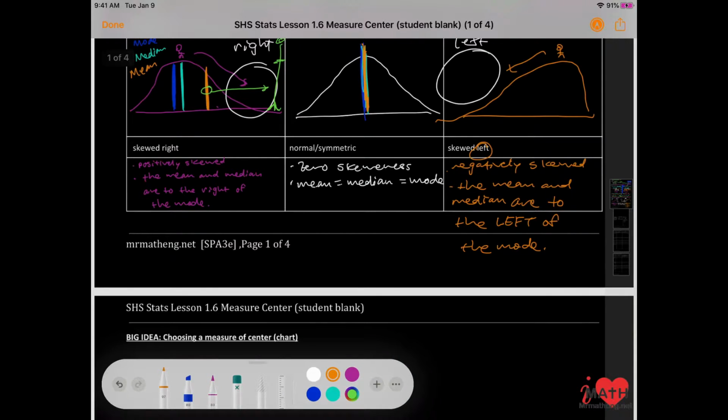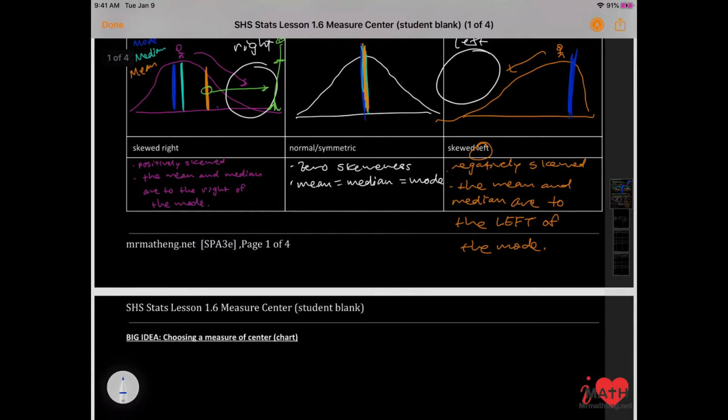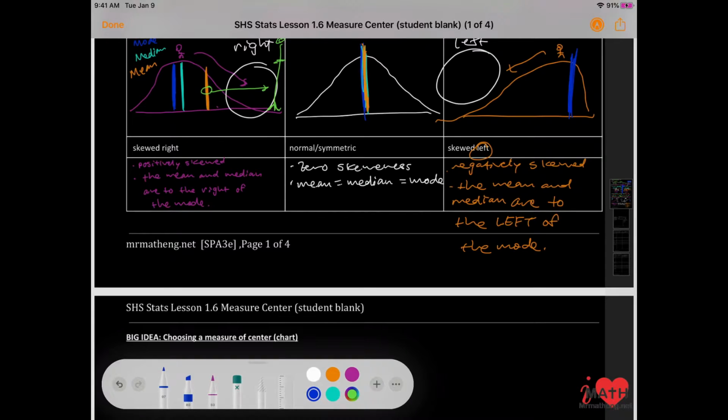Okay, so let's do this with colors. So here's the mode. Doesn't really change much. Shaq came into the room. The median's kind of staying right there.